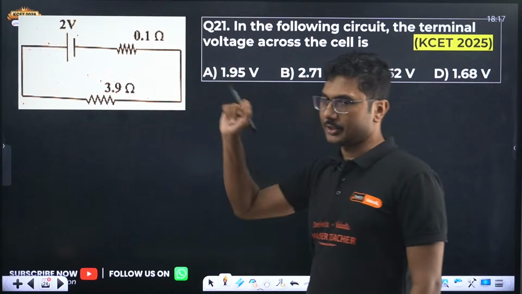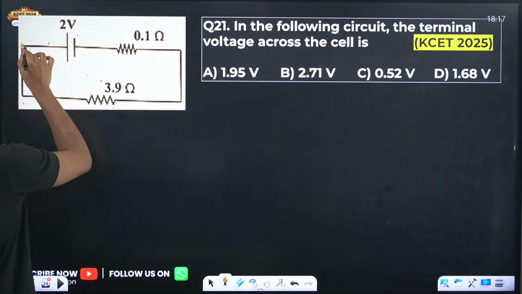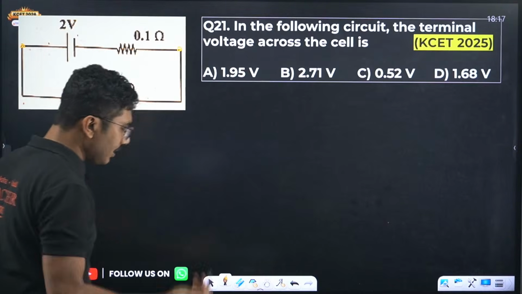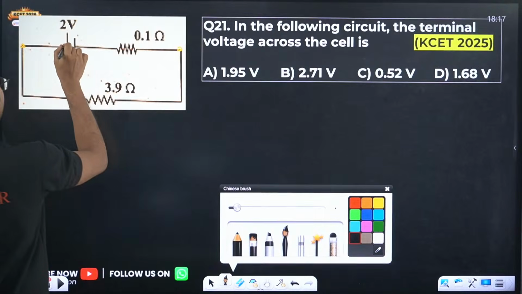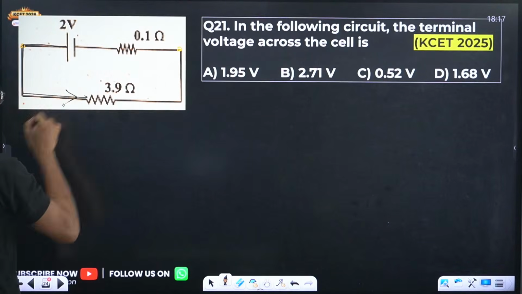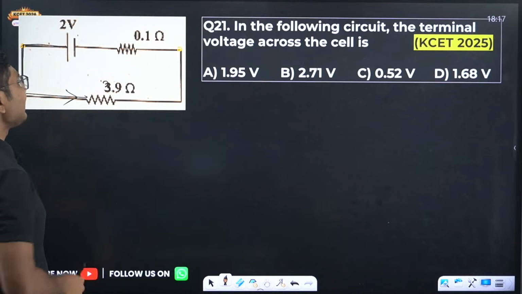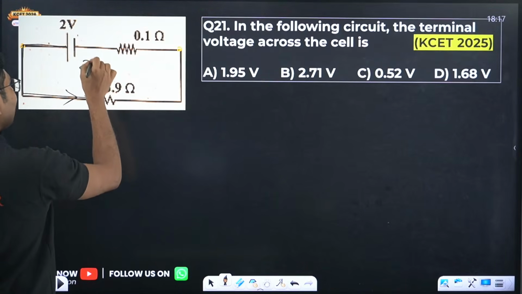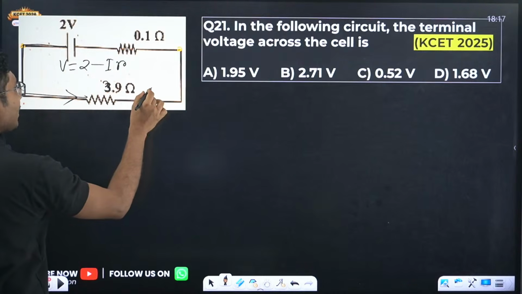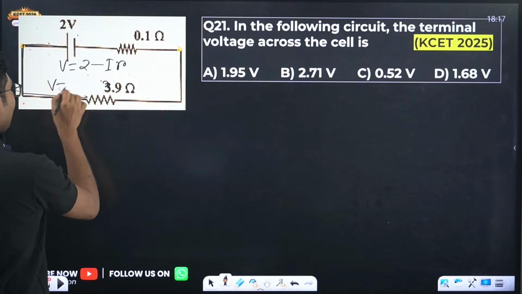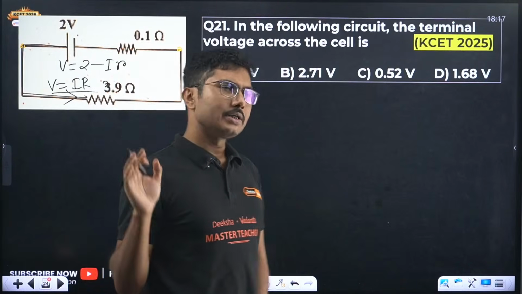For example, this question. They have asked what the terminal voltage across this is. How to find terminal voltage? The method is very simple. You calculate the current. Either you multiply with the resistance, or you subtract from the EMF. Either you use this formula or you use V is equal to IR. Any one of the formulas is correct. Both formulas you can use.